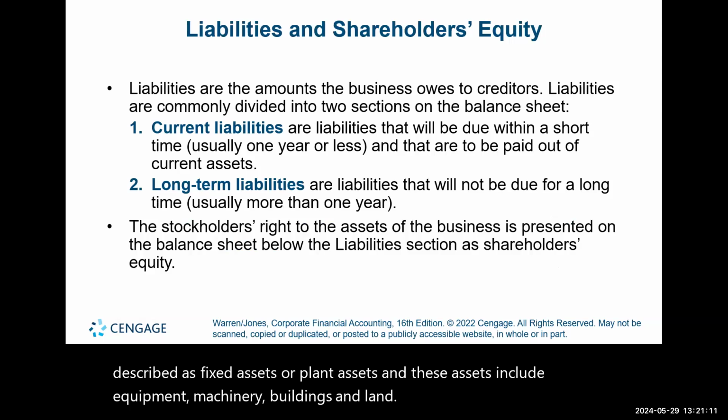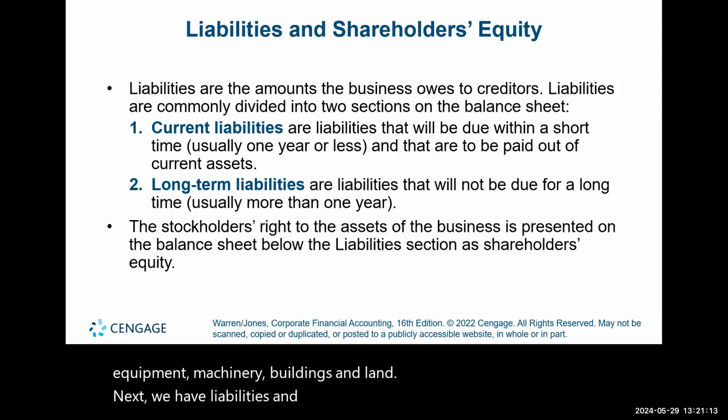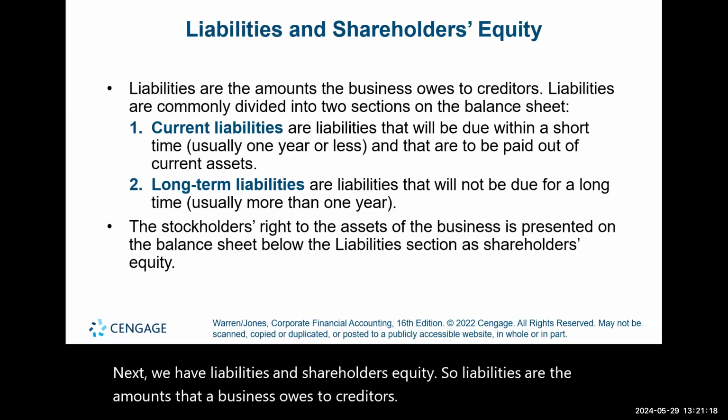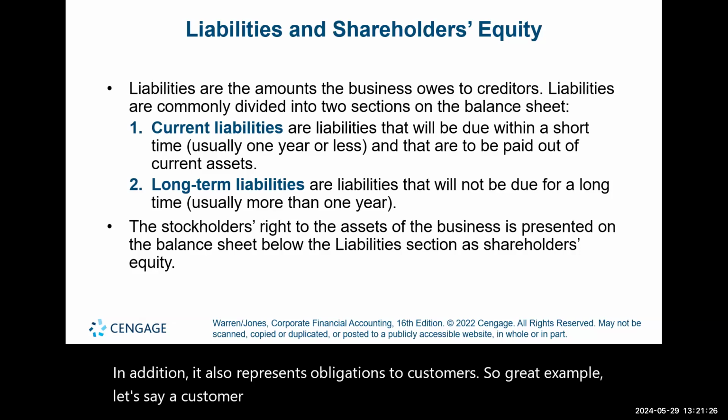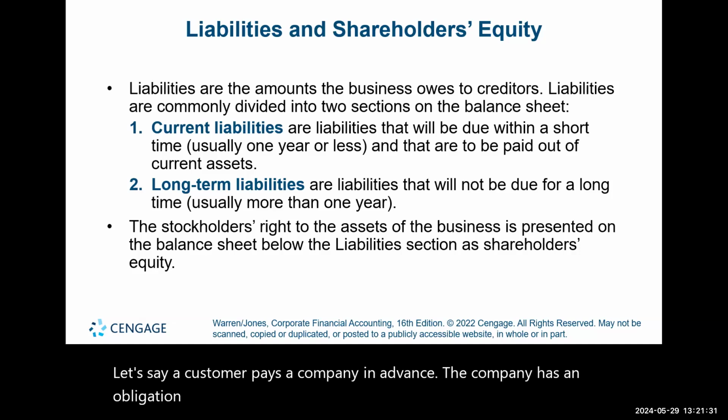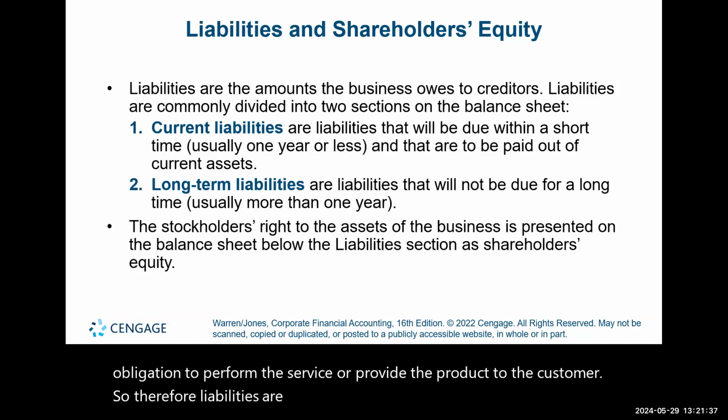Next, we have liabilities and shareholders' equity. So liabilities are the amounts that a business owes to creditors. In addition, it also represents obligations to customers. So great example, let's say a customer pays a company in advance. The company has an obligation to perform the service or provide the product to the customer. So therefore, liabilities are not just debts that a business owes to creditors, they also represent obligations to customers.